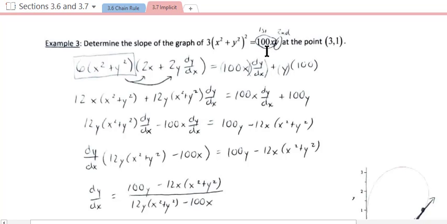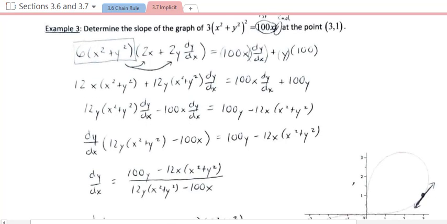On the right-hand side, I need the product rule because both x and y are functions of x. So I'm treating 100x as my first and y as my second. So I have first times the derivative of y, which is dy/dx, plus the second times the derivative of 100x, which is 100. After this, I do have to be careful. It's really more the algebra that I'm worried about here than the calculus for you.